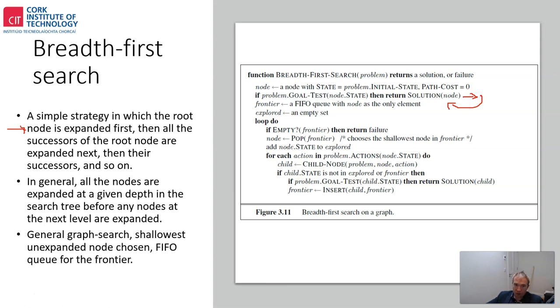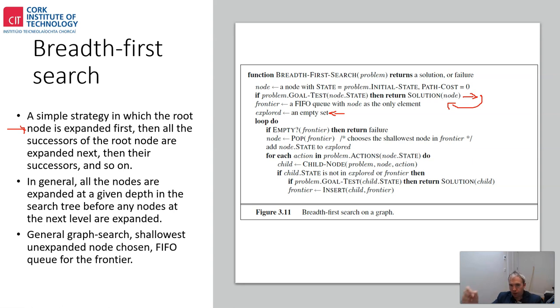Otherwise, we define our frontier as a first in, first out queue with node as the only element. And our explored set is empty at present. Then loop do, if empty, return failure. If frontier is empty, then return failure. It's not empty, we have our root node. Node is popped from the frontier, so we take our root node from the frontier and we add it to the explored set, and then for each action in problem.actions(node.state) do.